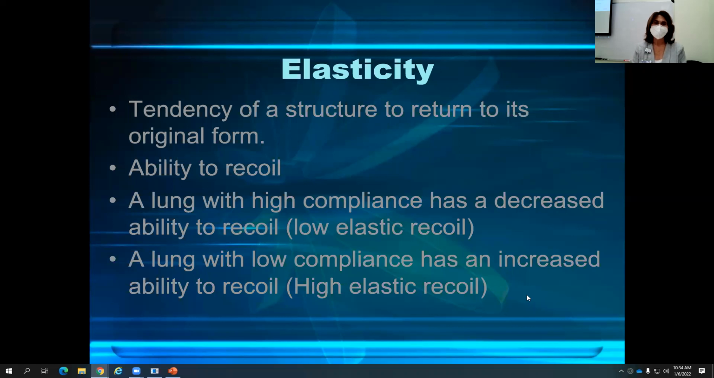Again, it's the opposite. Stiff lungs have high recoil. Hard to get the air in, but they snap right back into shape. They recoil back into their shape very, very quickly and very easily.